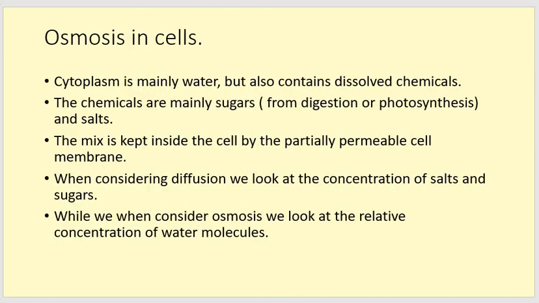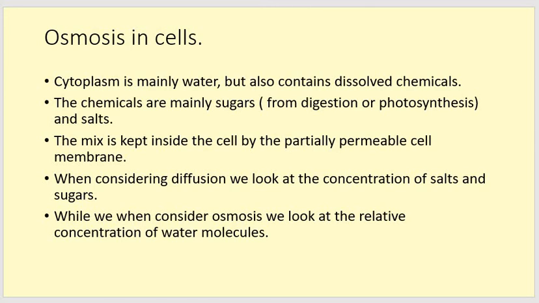Now, why do we need to have osmosis? The cytoplasm in a cell, which is the clear jelly-like substance, you sometimes will think it's sort of empty space when you're looking on a slide, but it's actually a clear jelly. It's mainly water, but it also has dissolved chemicals. Chemicals are mainly sugars that come from digestion in animals or photosynthesis in plants, and salts. And the solution that results from it is the place where most of the chemical reactions will occur.